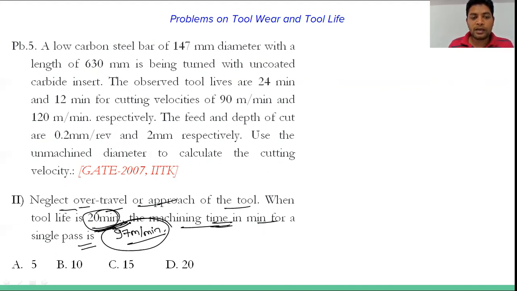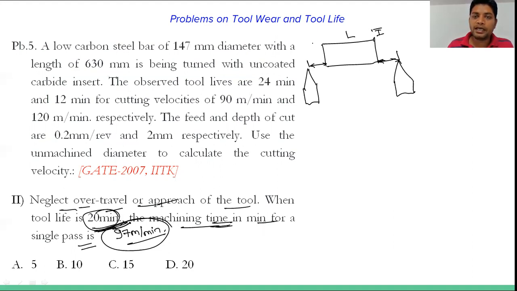Neglect over travel and approach. So this is basically the bar that we are using. This is the length, and let me explain over travel and approach a little here. Now we are starting from this side. This is the entry side, and this is the exit.